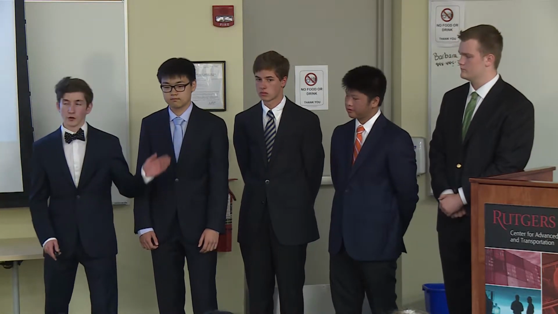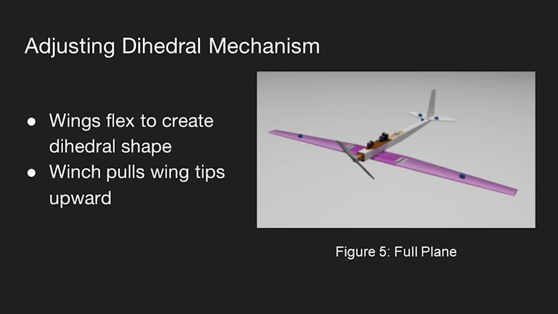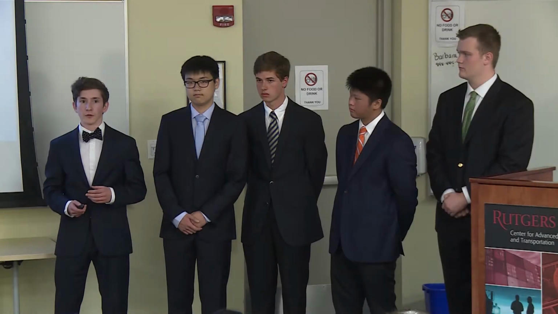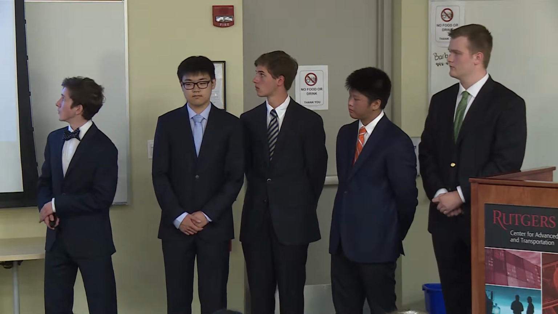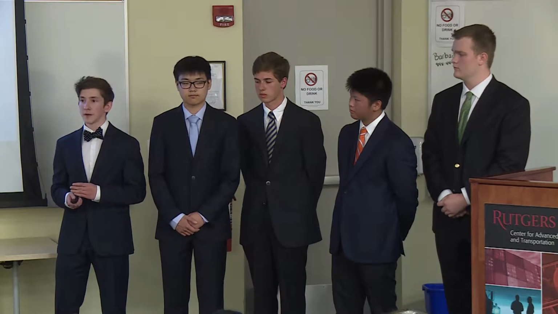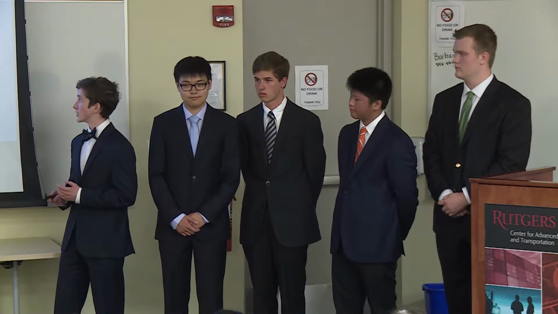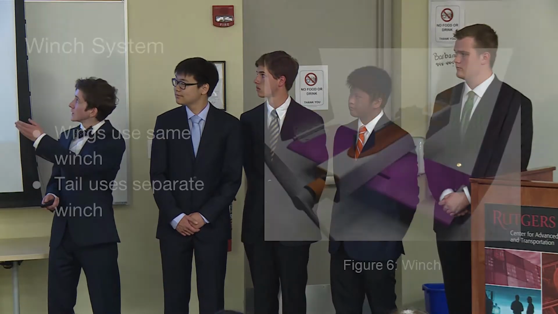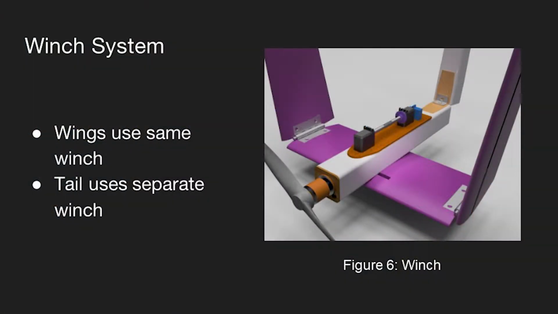So as Devin mentioned earlier, our plane has an adjustable dihedral mechanism. To enable this, instead of using hinges, we use a flexible wing design. Though there are hinges on our plane, they are only used for the folding wing and tail. By using home insulation foam for the material, we create a strong, very flexible wing that has a low chance of breakage. We actually have a winch central to the fuselage that pulls on either tip of the wing, inwards and upwards, creating the dihedral shape that's wanted.